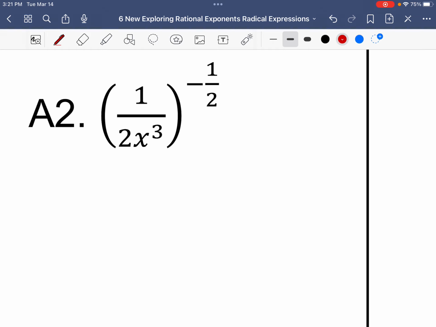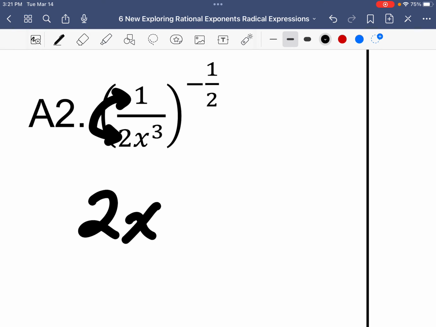Uh-oh, a negative exponent. I told you guys that we would talk a little bit about negative exponents, but we're definitely going to be doing more with them. But listen, a negative exponent just means that you end up flipping your expression. So I think you guys can flip that. You just get 2x to the third. You don't really need to write it over 1 because that's the same as just 2x to the third.